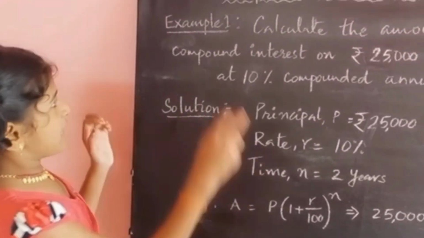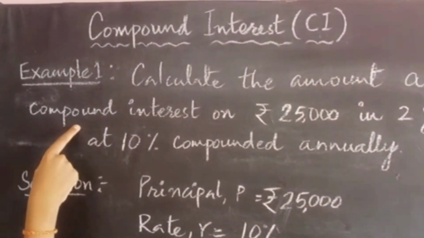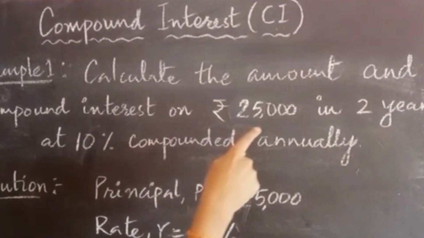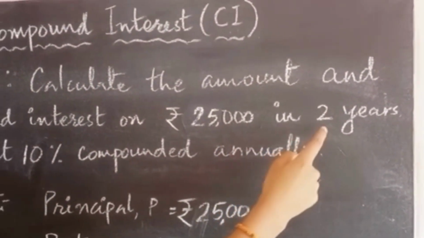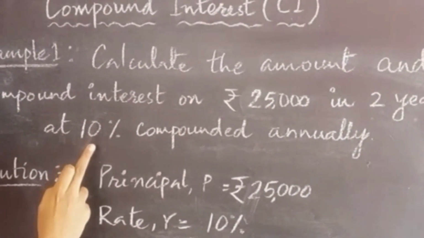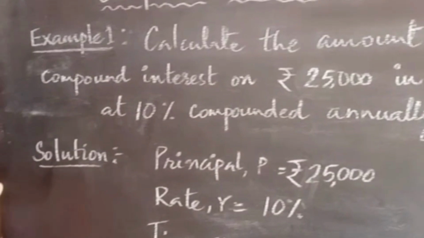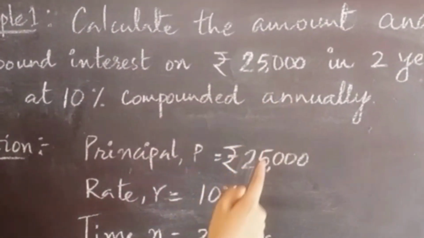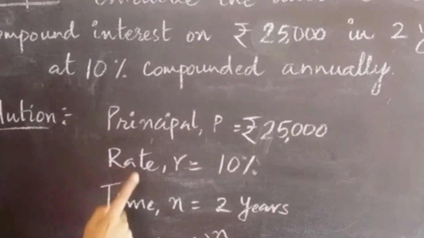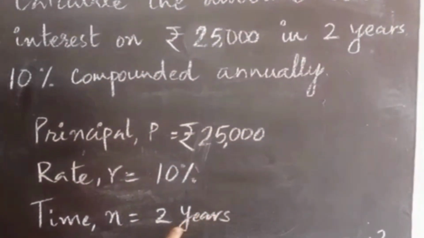Let us see an example. Calculate the amount and compound interest on rupees 25,000 in 2 years at 10% compounded annually. As principal equals rupees 25,000, we write here. Rate equals 10%. Time equals 2 years.